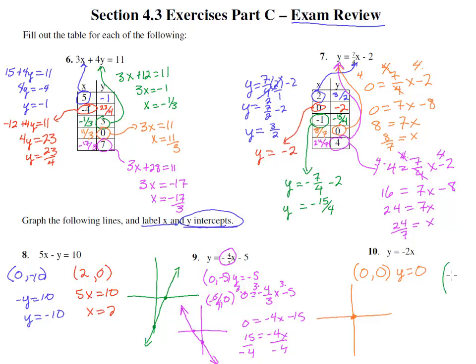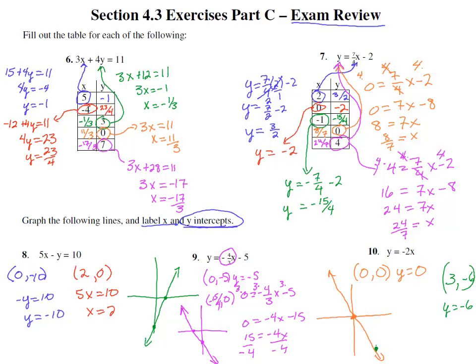Let's stick in 3 for x. Stick in 3 for x, and we get y equals -2 times 3 is -6. So we get a -6. There we go. And so 3 over, 6 down. Whoa, yeah, it's about right down here. And we get, yeah, something that looks like that. A little bit crooked there.